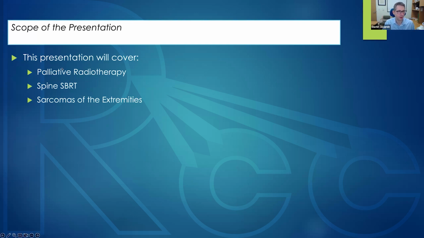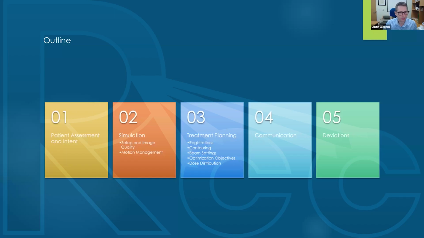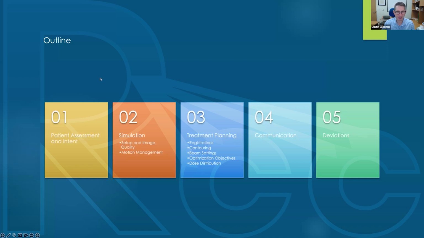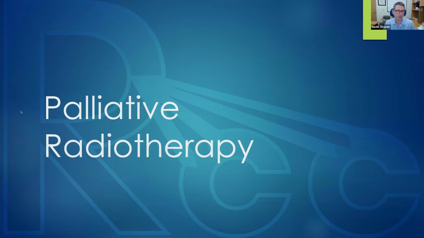So the three topics are palliative radiotherapy, spine SBRT, and sarcomas of the extremities. The last one being an opportunity to talk about treating arms and legs, which we haven't had a chance to do yet, and there are some unique challenges there. So this is the outline. You've seen this slide many times. For each topic, we'll be jumping through relatively quickly and then circling back to the beginning again for the new topic. But just a reminder of the overall structure of these presentations.